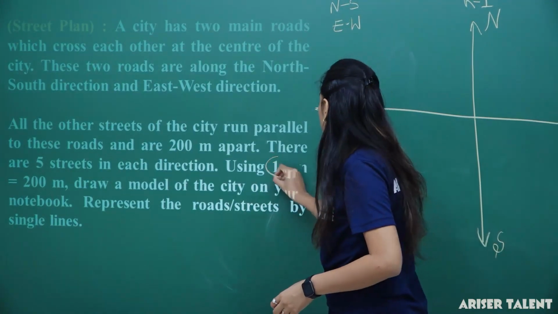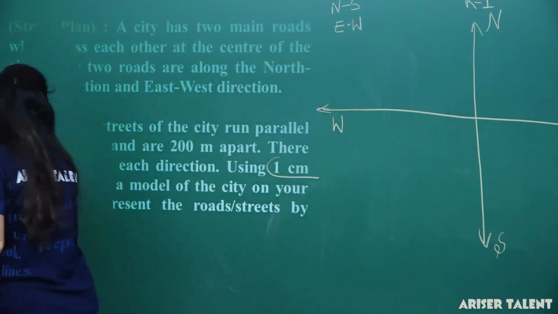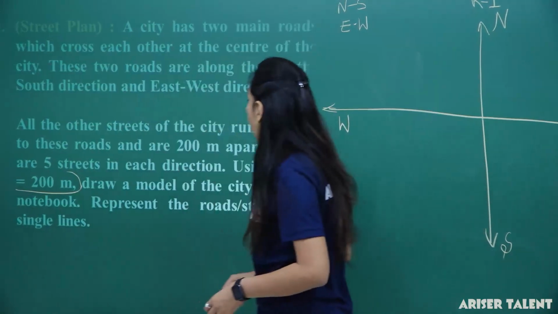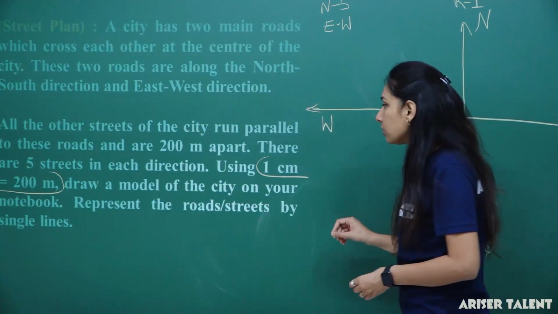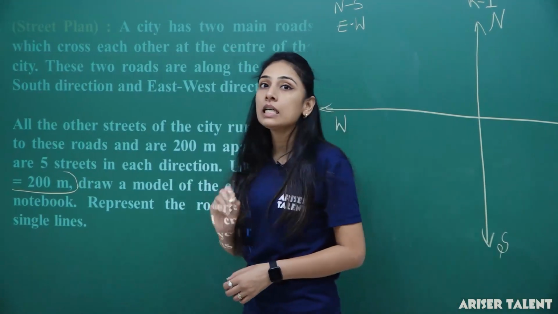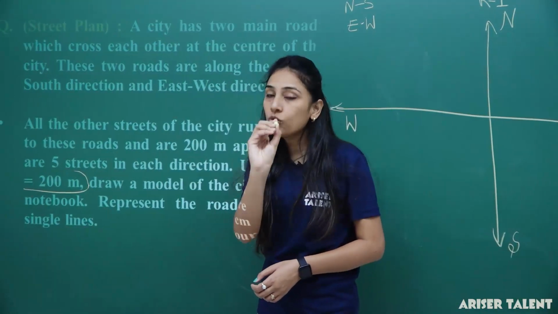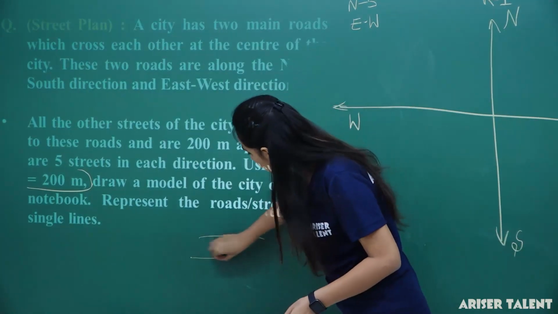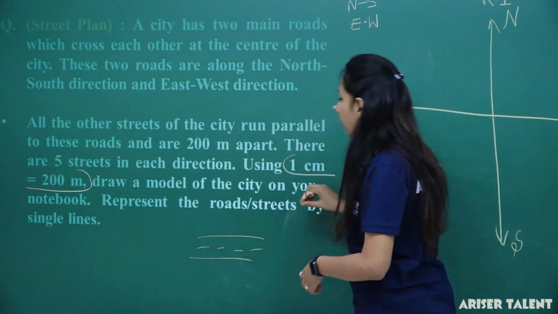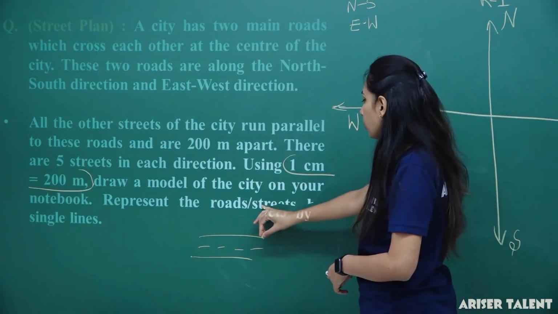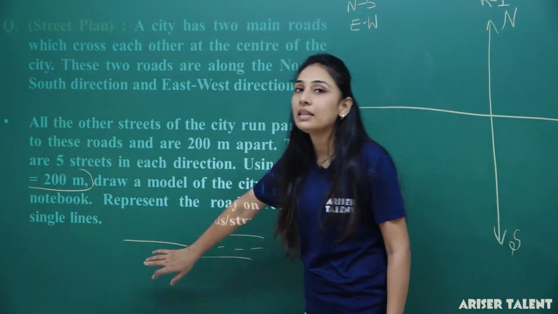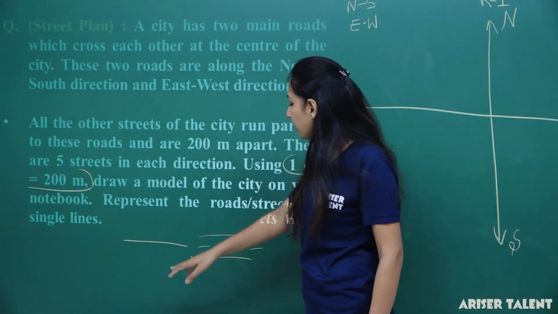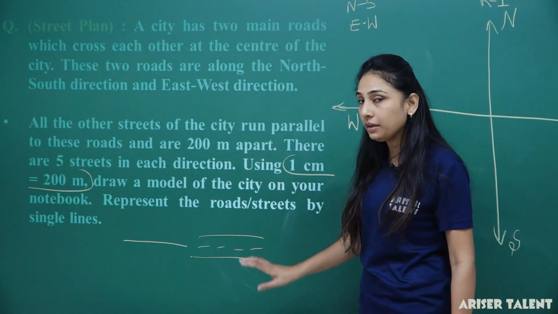The scale is given now. Using 1 centimeter to 200 meter, draw a model of the city in your notebook. Represent the roads and streets by a single line. Now, we don't have to draw it like I drew it like this. It's saying that you only have to represent the roads and streets by a single line. This is the single line. Okay, so you have to use this kind of line, not this kind of diagram.